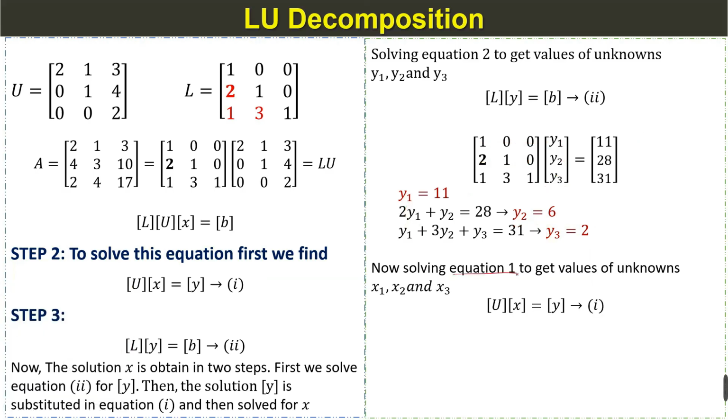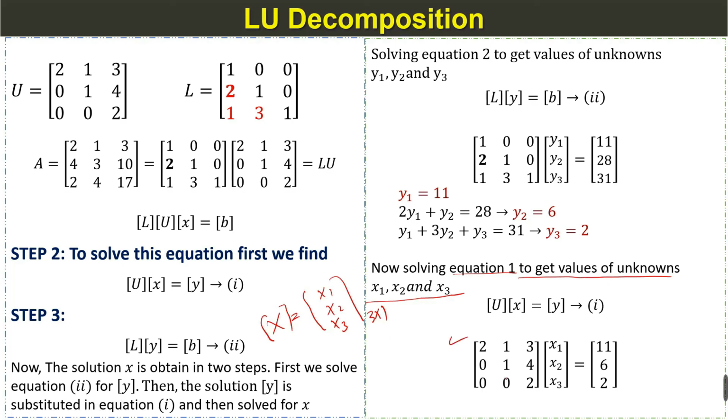Now solving equation 1 to get the unknowns X1, X2 and X3. The column matrix X is equal to X1, X2 and X3 of dimension 3 cross 1. Here we have the upper triangular matrix, this is the column matrix X, and this is Y. Now we apply backward substitution over here. In the previous step we applied forward substitution.